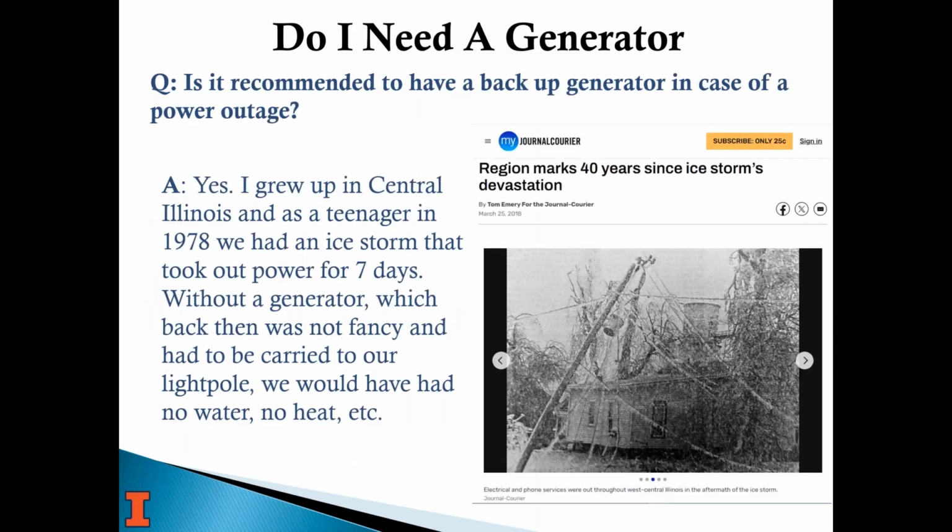Is it recommended to have a backup generator in case of a power outage? Yes. I actually put yes here and walked away from this for a while and realized I didn't finish it.